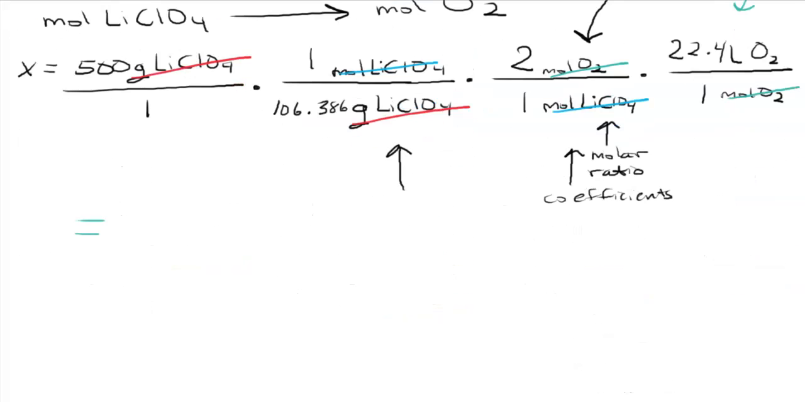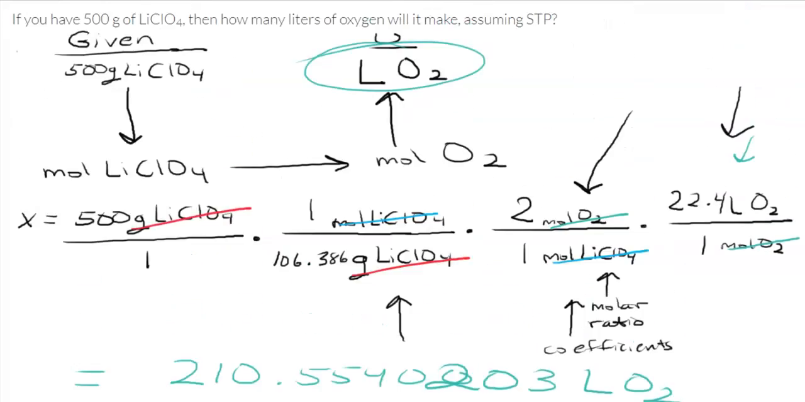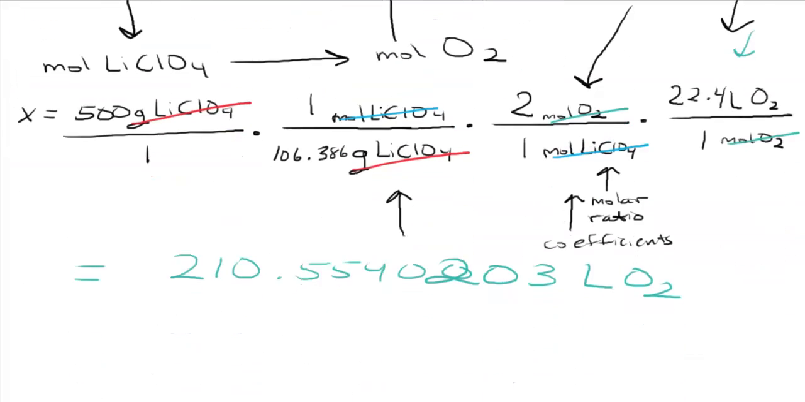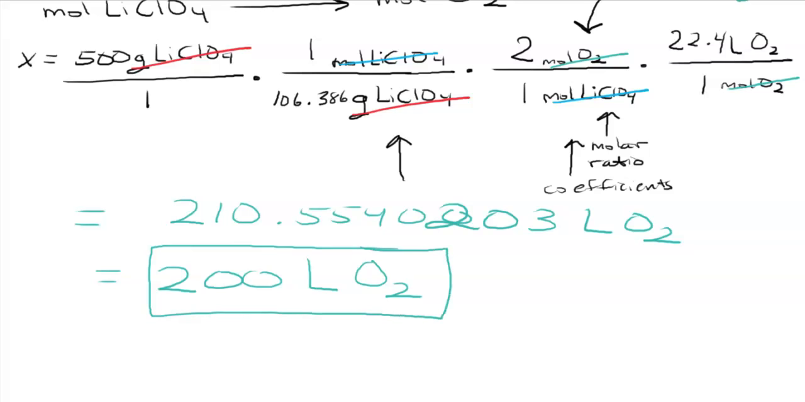I end up with 210.5540203 liters of diatomic oxygen. My original number, the 500, only has one significant digit in it. So my answer can only have one significant digit. So I have to round that to 200 liters of diatomic oxygen.